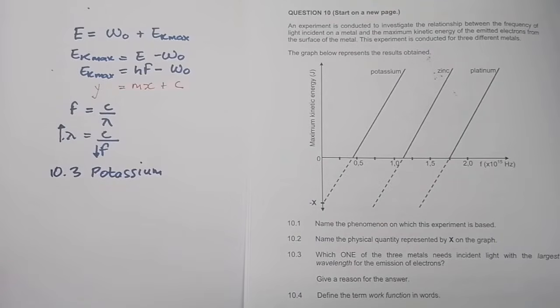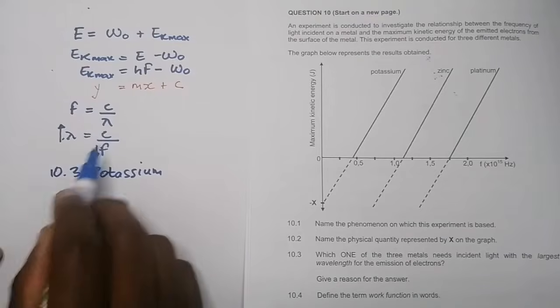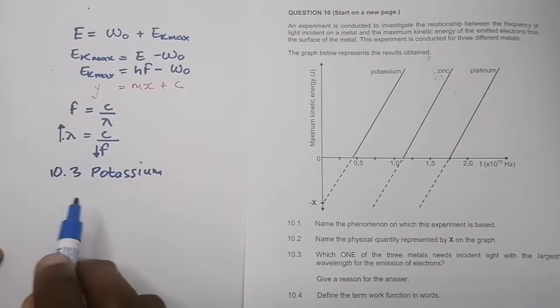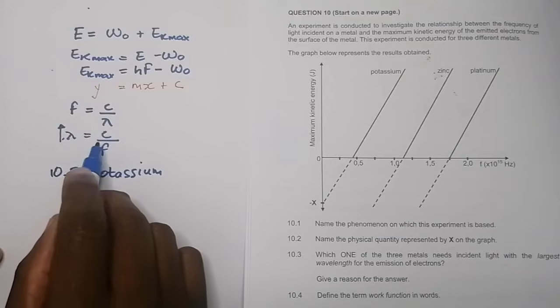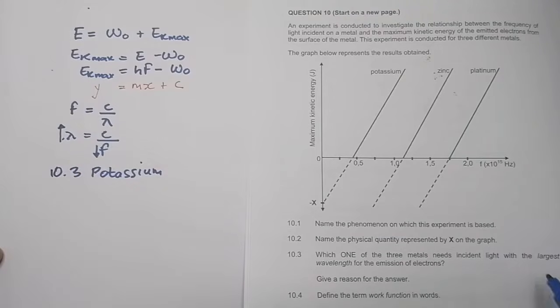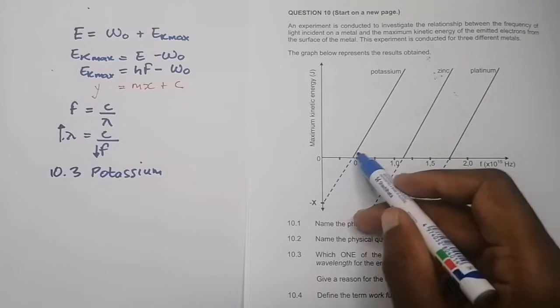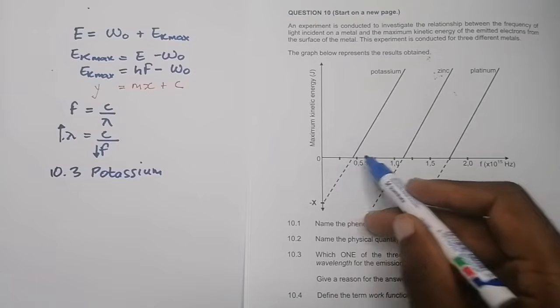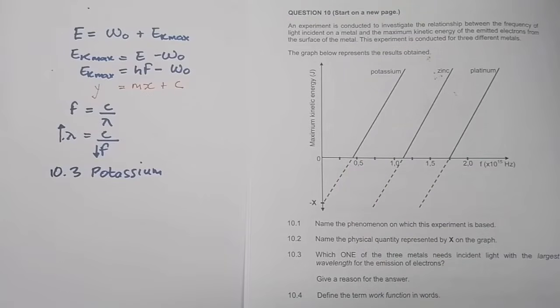They said give a reason for your answer. Of course, as we've just explained, the smaller the frequency, the longer the wavelength. In this case, they said the one with the longest wavelength, which would mean the smallest frequency. You can already see that's frequency against time. The smallest frequency is that of potassium.